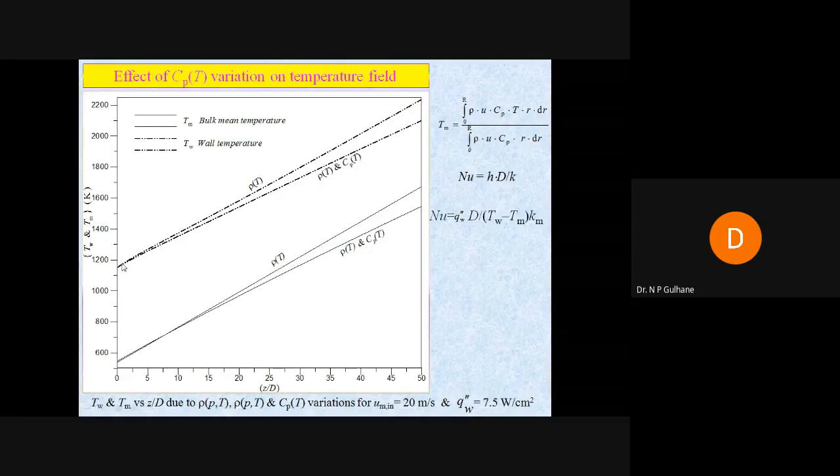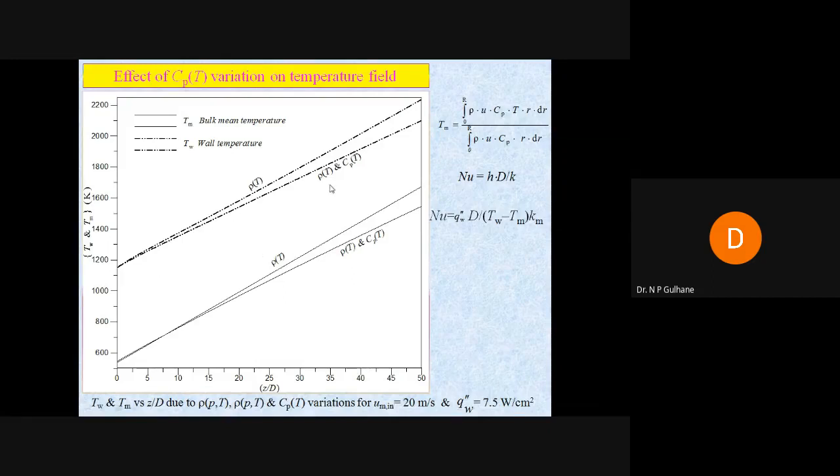Okay. Third observation, asymptotically this will increase. T_W also increases, T_M also increases uniformly, and the difference is almost the same. This is the third observation. And the difference T_W minus T_M in case of rho Cp remains the same. So these are the 4 observations.